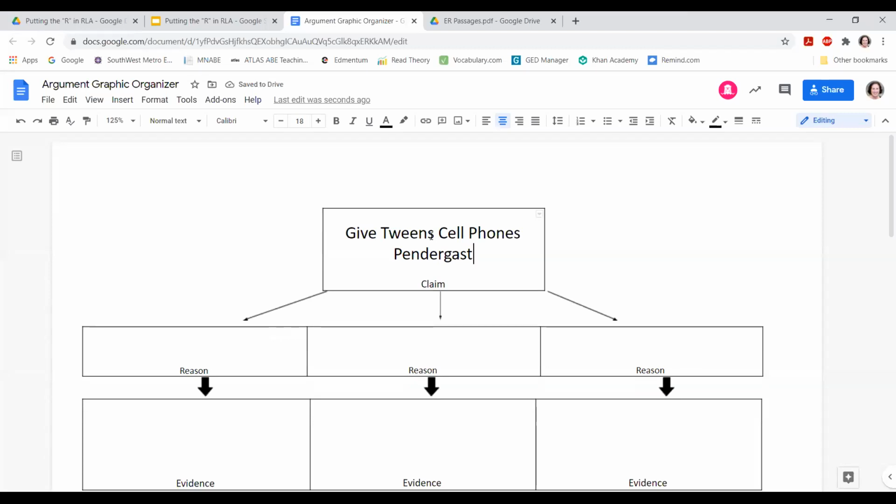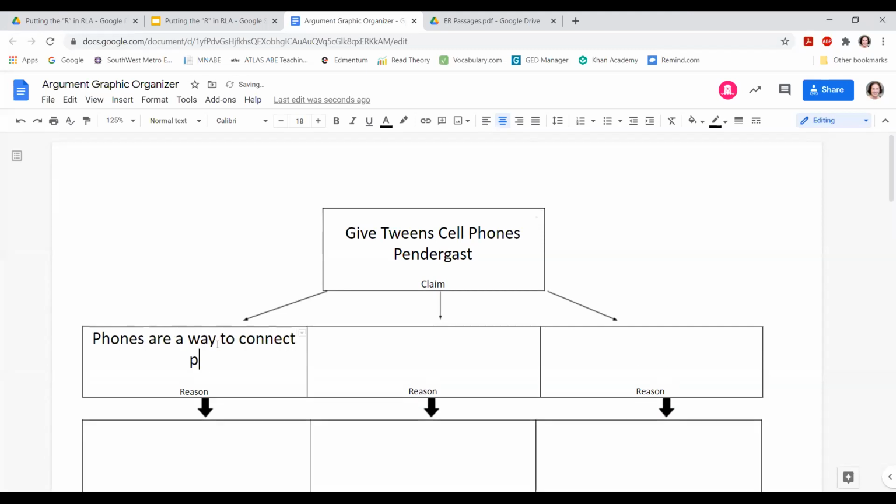When we dig into her article, we'll notice that her article really only had 2 reasons, not 3. So the first reason is that cell phones are a way to connect parents and children. And the second reason that she had in there was that cell phones promote independence.